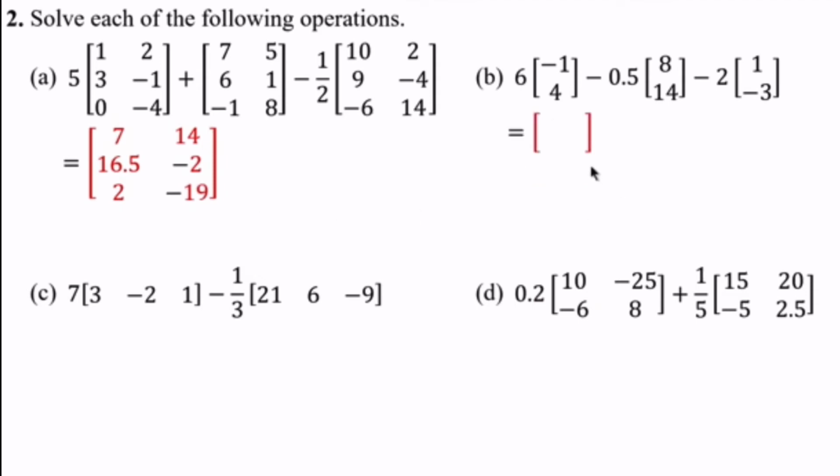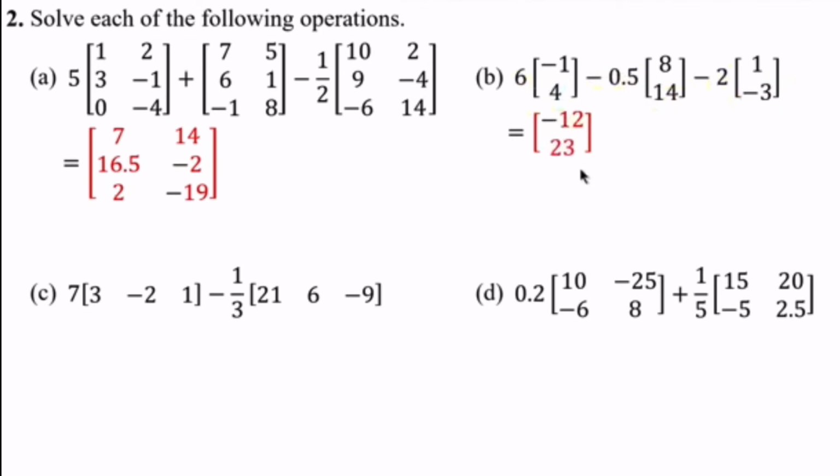For B, we will do the same like just now. 6 times negative 1 minus 0.5 times 8 minus 2 times 1. So you press your calculator, you get the answer which is negative 12, followed by 6 times 4 minus 0.5 times 14 minus 2 times negative 3. So the answer is 23. Alright. So we have solved B.